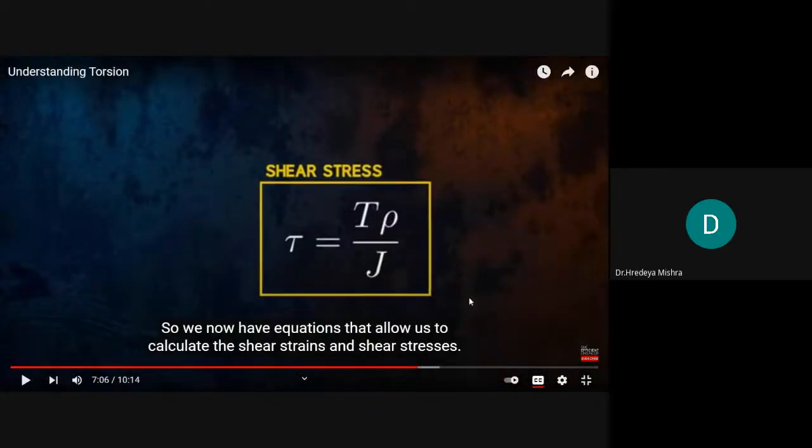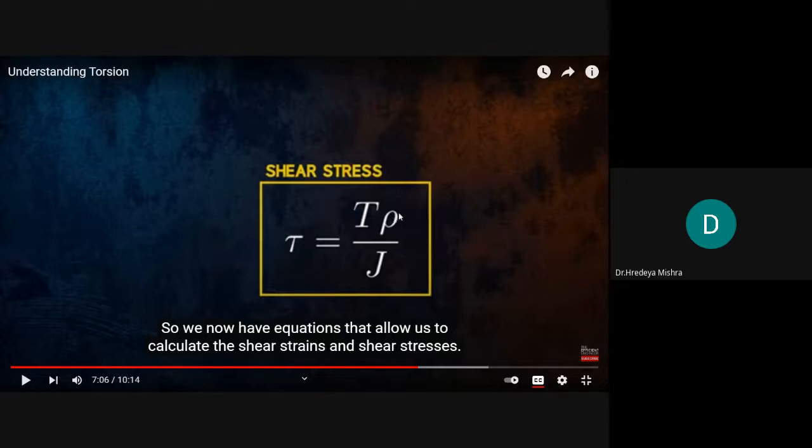So we now have equations that allow us. So now what we can see, tau equal to capital T rho upon J. Okay, so from this equation we can see that tau, which is the shear stress, is directly proportional to the torque and radius.